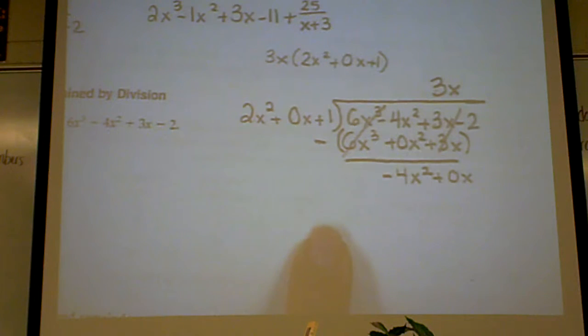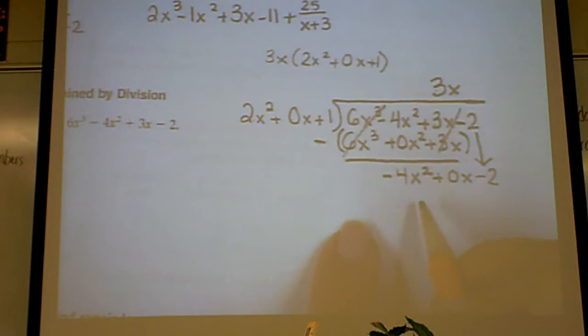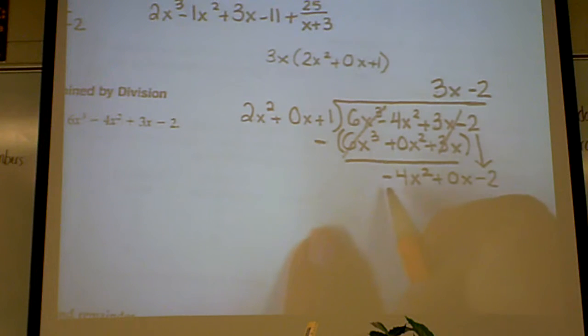Now do you remember the next step? You have to bring something down at this point. We have a negative 2 standing right here. Now we need to figure out what times 2x squared is going to give us negative 4x squared. So it would be a negative 2. Now let's multiply. Negative 2 times 2x squared is negative 4x squared. Negative 2 times no x is 0x. Negative 2 times 1 is negative 2.